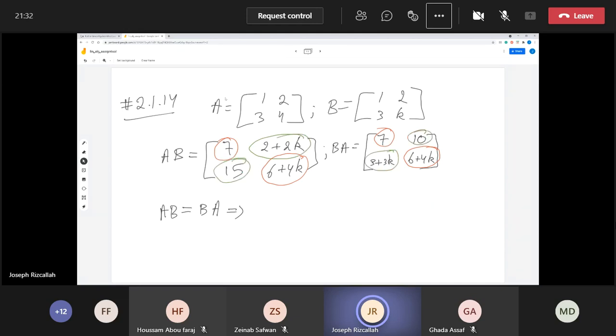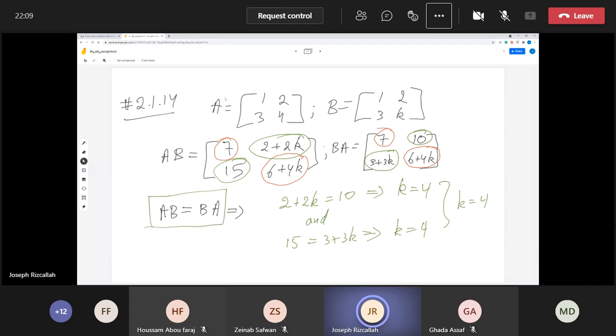So what do we get if we equate them? We get 2 plus 2k equals 10, and the second one, 15, is equal to 3 plus 3k. So from here, what do we deduce? From the first one, we deduce that k is equal to 4, right? And from the second one, we also deduce that k is equal to 4. So the solution is k equals 4. So k equal to 4 will make this equality true.